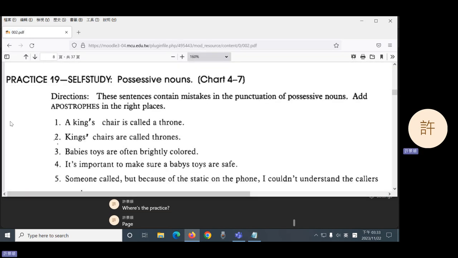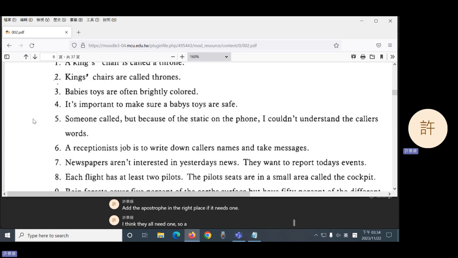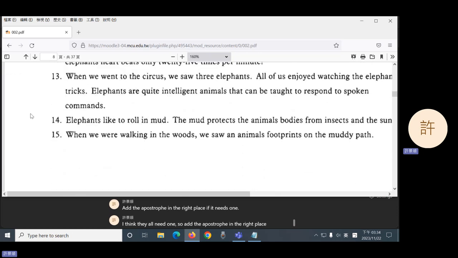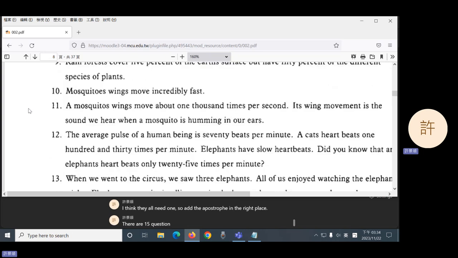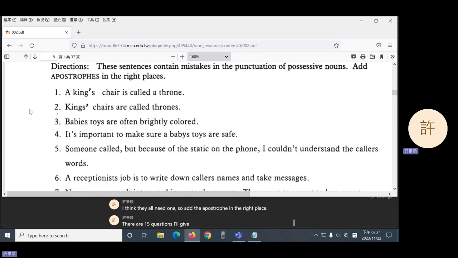Page 8. Add the apostrophe in the right place if it needs one. I think they all need one. So add the apostrophe in the right place. There are 15 questions. I'll give you 5 minutes.